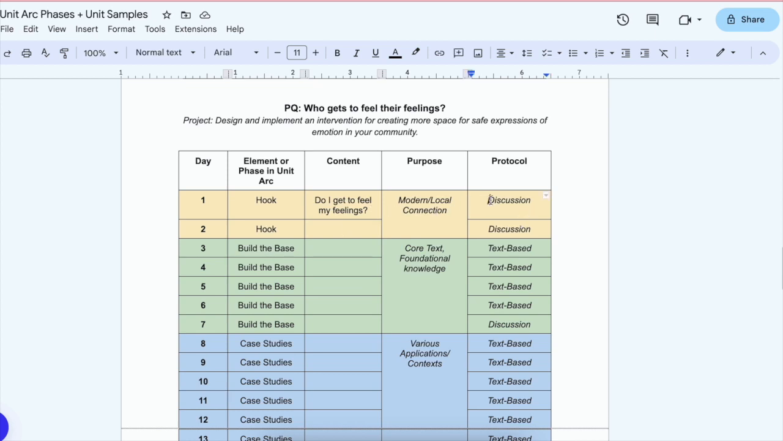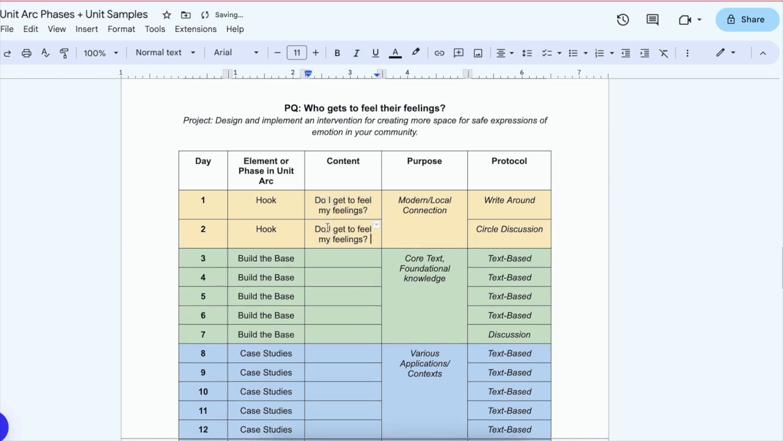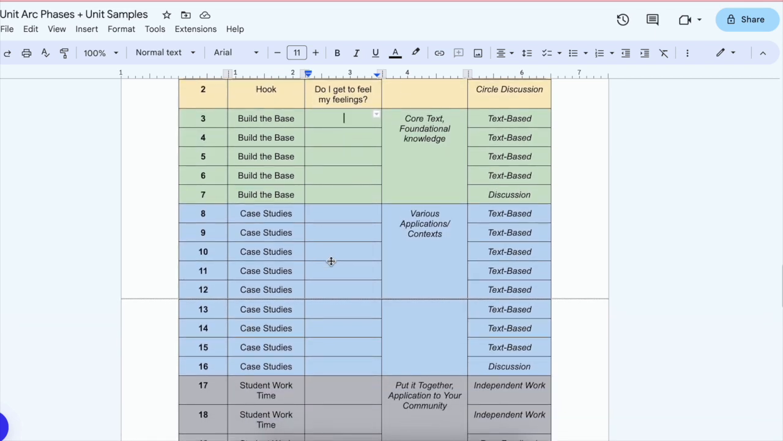So maybe this is a write-around, and this is a verbal discussion, maybe a circle. Maybe students are processing, maybe there's a poem or some sort of prompt, and then they're writing about it. Do I get to feel my feelings? And then we continue that question for a second day, and now we're talking about it. So they're inwardly reflecting, maybe small group partner share, and then a larger share of the class discussion wide. Okay, now build the base.